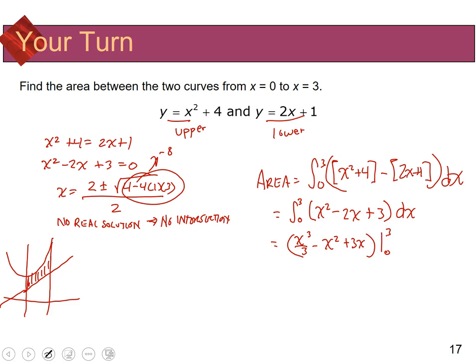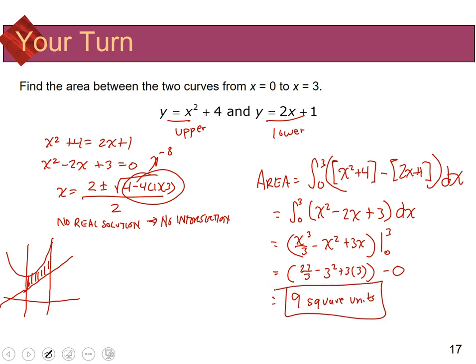I plug the 3 in, I get 27 over 3 minus 3 squared plus 3 times 3. I plug the 0 in, all those just become 0. 27 thirds is 9, minus 9 is 0, plus 9 is 9, so I end up with 9 square units. 9 square units between those curves.